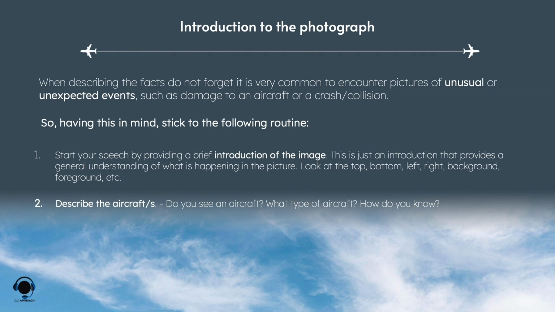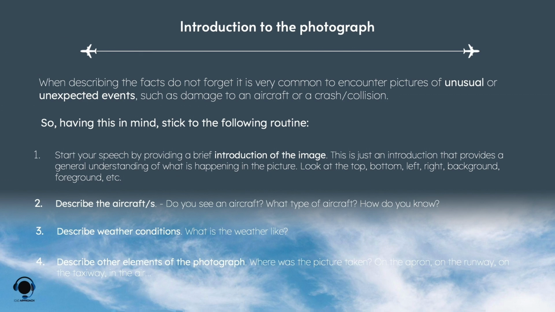Then describe the aircraft. Do you see an aircraft? What type of aircraft is it? And how do you know it's a jumbo jet? Then describe the weather conditions. What is the weather like? And finally, describe other elements of the photograph. Where was the picture taken? Was it taken on the apron? Or maybe it was taken up in the air?